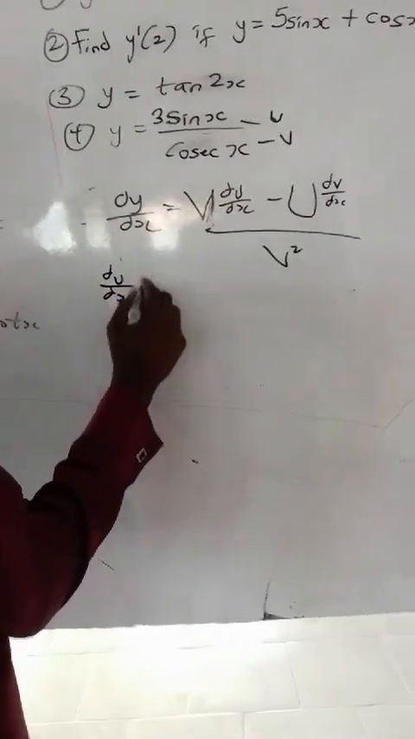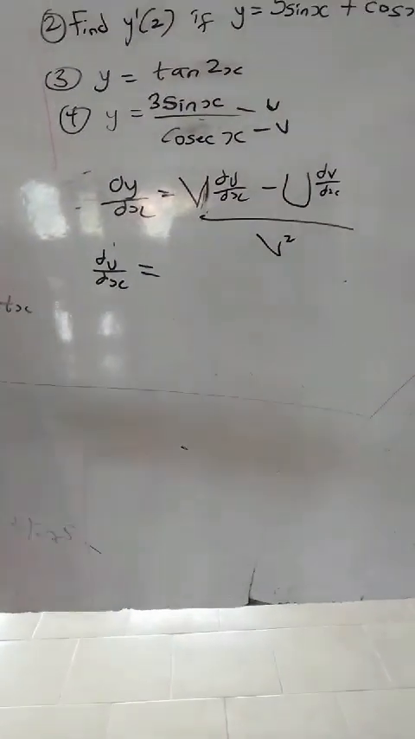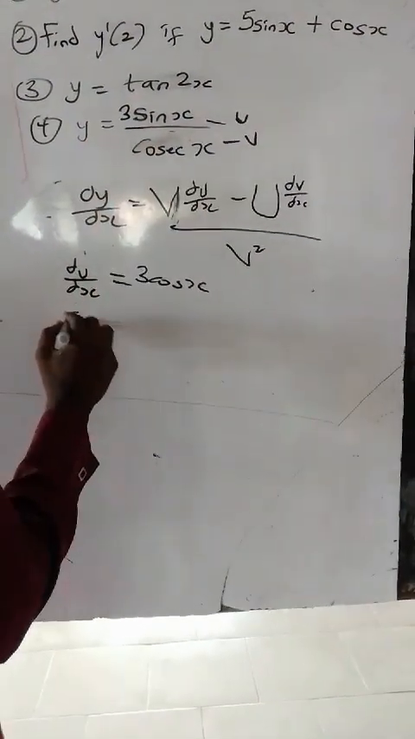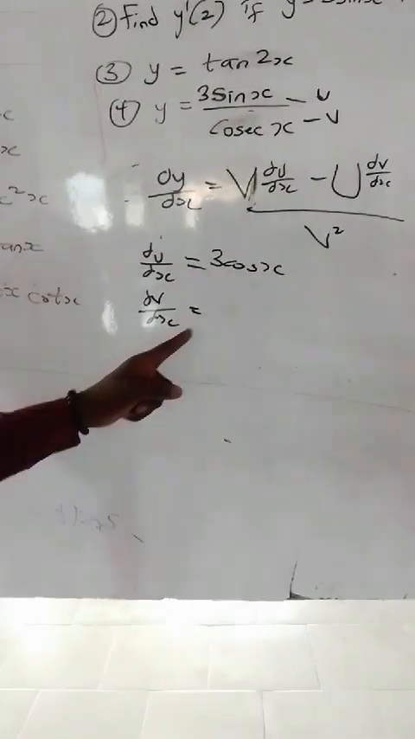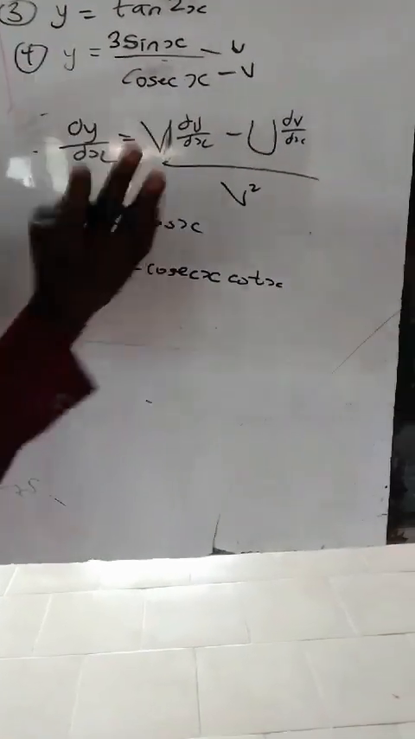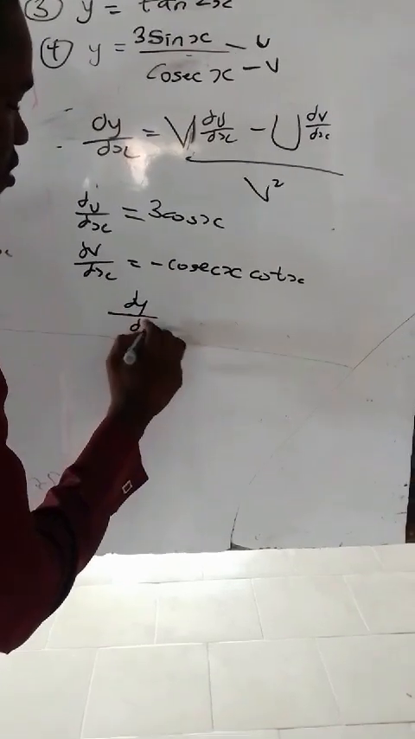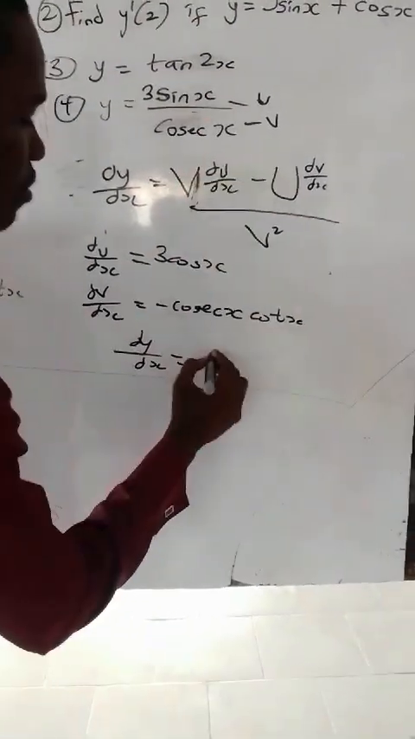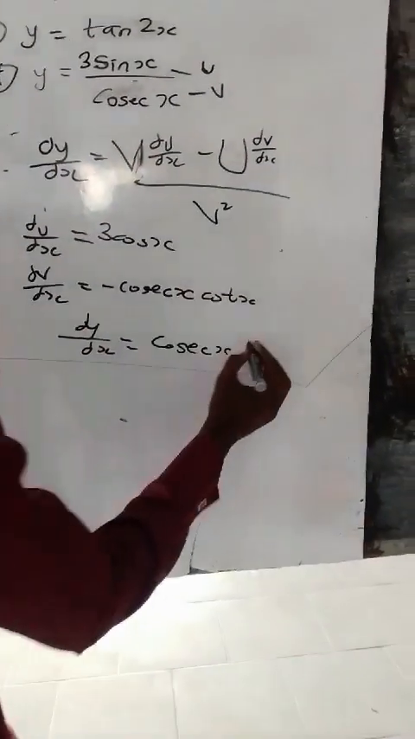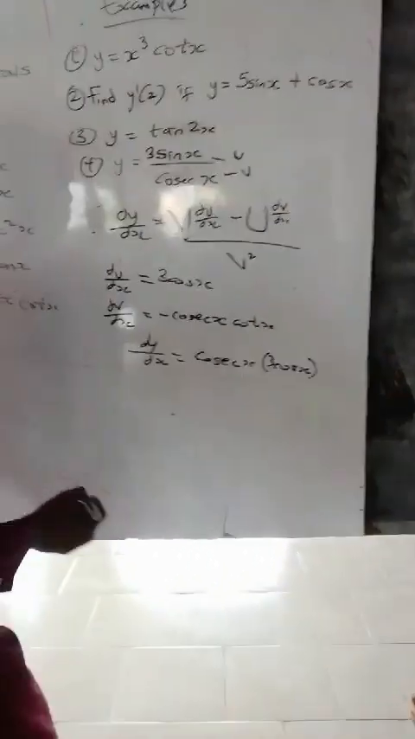So what is du over dx? If you differentiate this one, it is going to be 3 cos x. Then what is dv over dx? What is the differentiation of cosec x? Minus cosec x cos x. So at the end of the day, these are the things you put here. So your dy over dx will now be what? What's your v? Cosec x. What is your du over dx? 3 cos x.